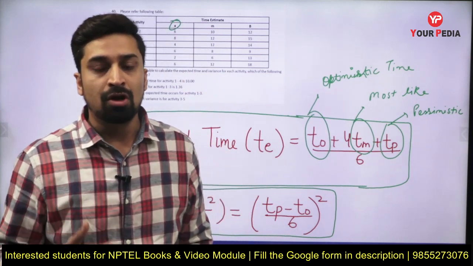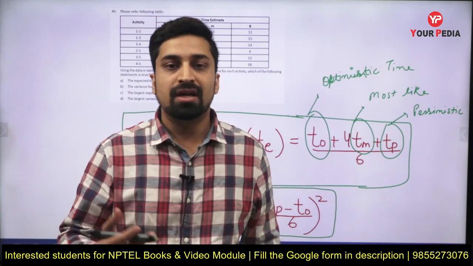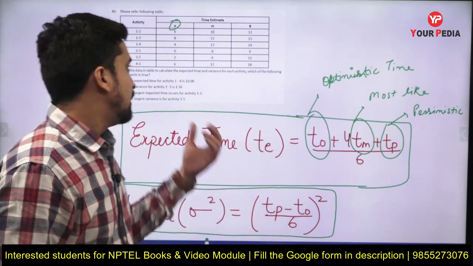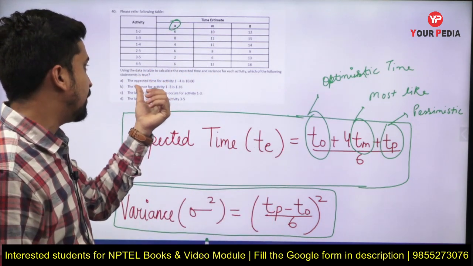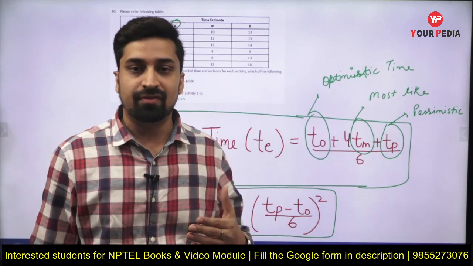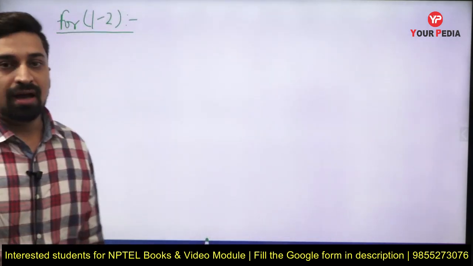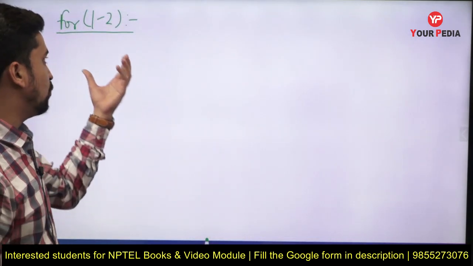What we'll do is calculate the expected time and variance for each activity, like 1-2, 1-3, 1-4, 2-5, 3-5 and 4-5, and after that we will read the statements and see which of the following statements is correct. So let us start our question with activity 1 to 2.